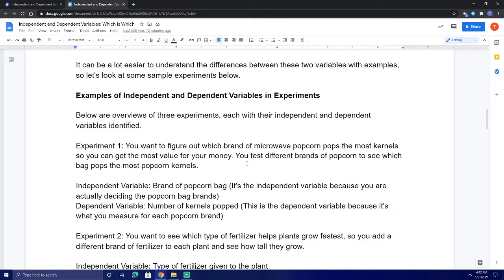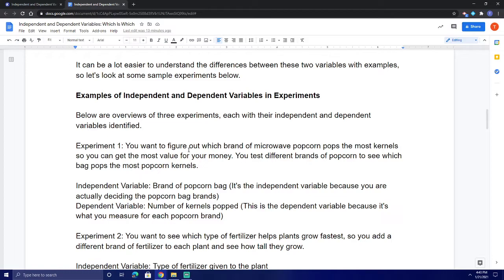Below are overviews of 3 experiments, each with their independent and dependent variables identified. Experiment 1. You want to figure out which brand of microwave popcorn pops the most kernels, so you get the most value for your money. You test different brands of popcorn to see which bag pops the most popcorn kernels.